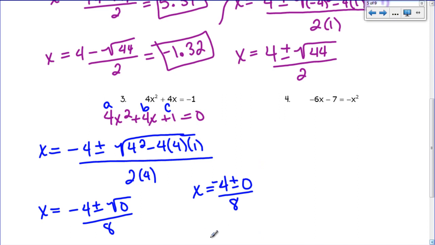Choose. Do you want to add or subtract? I don't care. Just pick one. Negative 4 plus 0 is negative 4 over 8. Reduces to negative 1/2. That is your only root for this one, and we're going to talk about why that is in just a second.